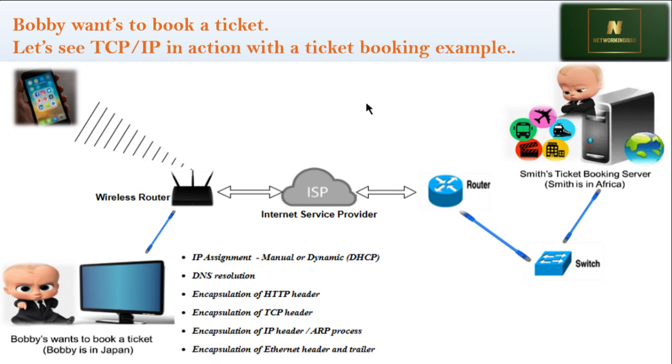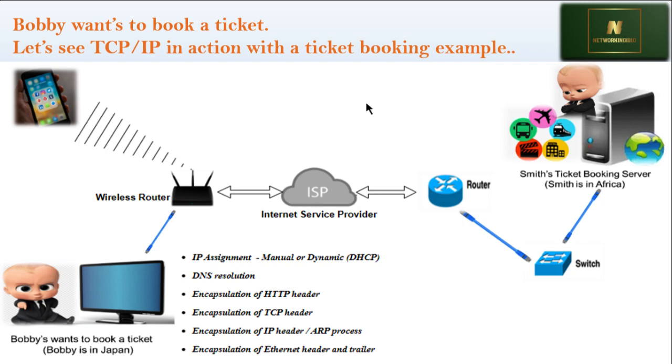The data will then get forwarded to the Layer 2 switch, where encapsulation and decapsulation would happen at the network access layer only. Once that is completed, the data is forwarded to the ticket booking server. The decapsulation process would occur once again at the network access layer, followed by the Internet layer, and then the transport layer, and finally reaches the application layer.